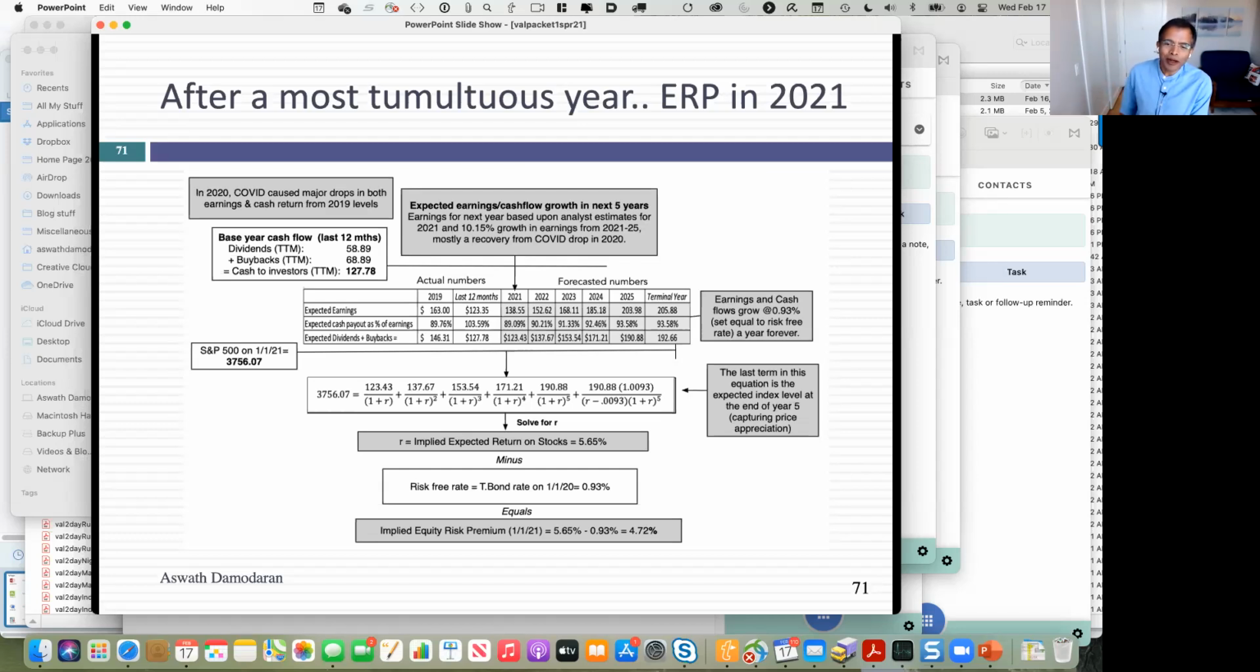So you say, what's different about 2021? Why were people willing to accept this lower return? Because that's the only way you can explain prices. You've got to live in the world you're in. If you don't invest in stocks, what are you going to invest in instead? T-bonds? At the start of 2021, you were making 0.93%. You're making a premium of 4.72% over that, but the number is much lower because you're building off a lower base.